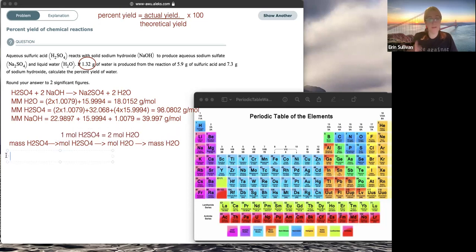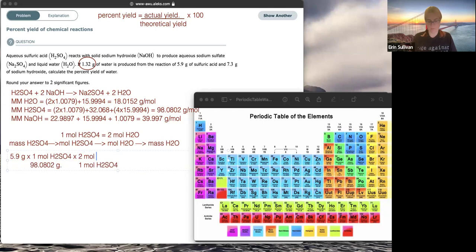So the mass of sulfuric acid was 5.9 grams. Use the molar mass that we just calculated, 98.0802 grams for every 1 mole of sulfuric acid. Write the moles of what, because we need to know what we're going to cancel out here. We'll use our mole ratio, 1 mole of sulfuric acid. Hello, I need a bigger box.